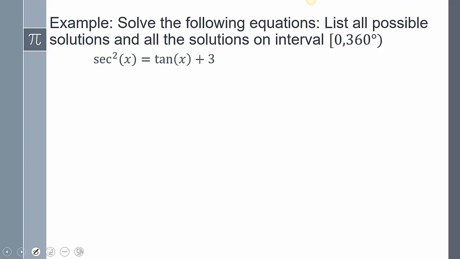For this one here, it says secant squared, and then I have a tangent on the other side. Now, I can't do anything because one's secant, one's tangent. So then I have to think, okay, do I know any identities? Can I turn a tangent into secant, or can I turn a secant into tangent? And so the identity is 1 plus tangent squared equals secant squared. So if I know that 1 plus tangent squared equals secant squared, I can replace it.